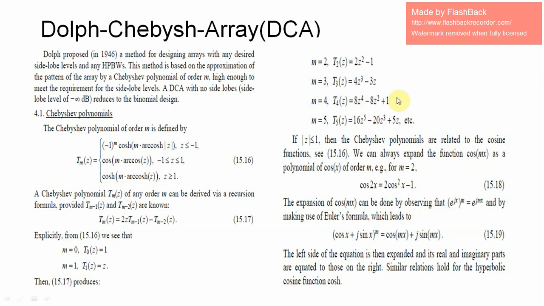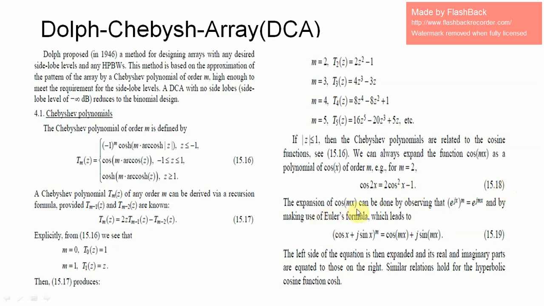In this way, we can find the remaining equations, that is, m equal to 4 and m equal to 5. Then we find that if the magnitude of z is less than or equal to 1, the Chebyshev polynomials are related to the cosine function, and from that we can always expand the function cos mx as a polynomial of cos x of order m. Suppose m is equal to 2, then we have cos 2x, and according to the trigonometric identity, cos 2x is given as 2 cos square x minus 1 in equation 15.18.